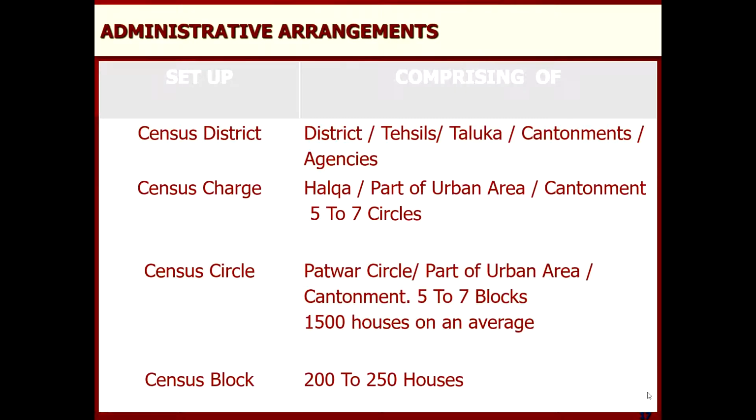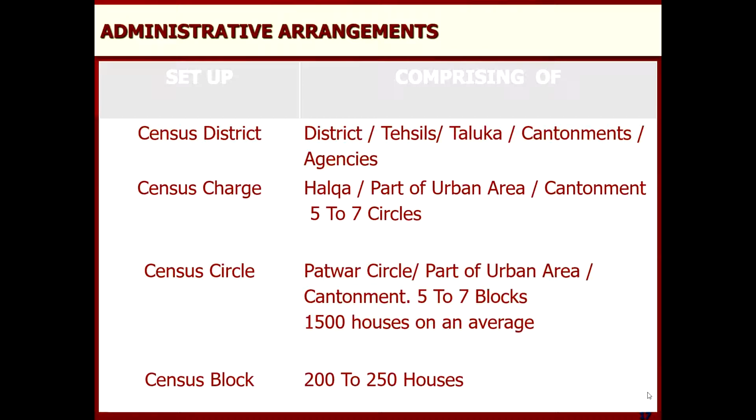Actually, the census district is basically composed of a district or tehsil or taluka or cantonment or different agencies in the case of Khyber Pakhtunkhwa. Under the district comes the charge, which actually covers the area of a Halka or part of an urban area or cantonment, and for each district there are 5 to 7 charges. Then for each charge there are 5 to 7 circles. Then each circle consists of the area which belongs to a patwari, or it's a part of an urban area, or it's a part of a cantonment.